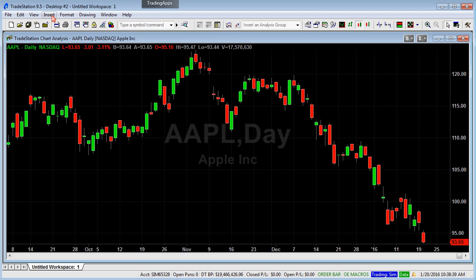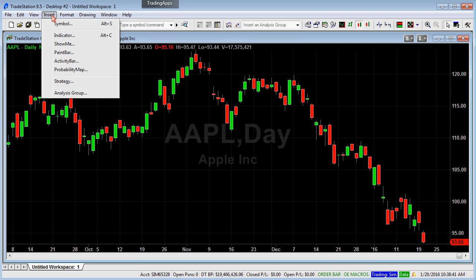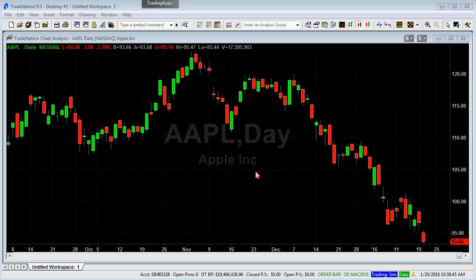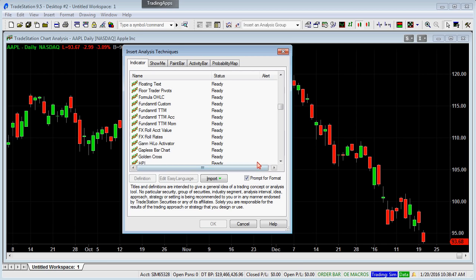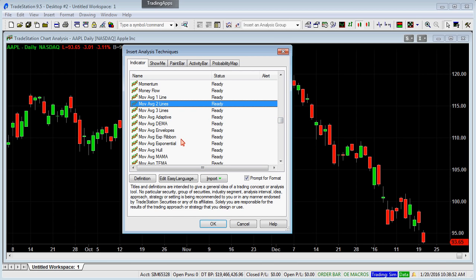First, before going to strategies, I'm going to set up my chart with a popular indicator. Let me insert an indicator. Let's go ahead and choose something like a moving average 2-line. Okay, 2-line moving average. I can put a check here on prompt for format, or I can use the default parameters. Let's go ahead and format it.